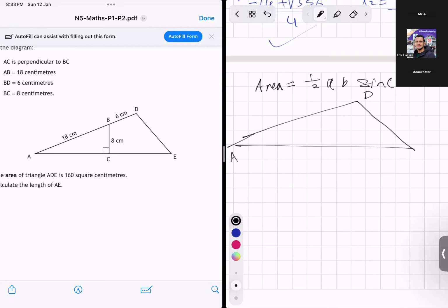So that one is a right angle. So 8, 18. This one is 6 centimeter, and this one also is 18 centimeter. So the point is, I need to figure out what AE stands for. This one sounds like it's missing, right? Yeah. I don't have it.